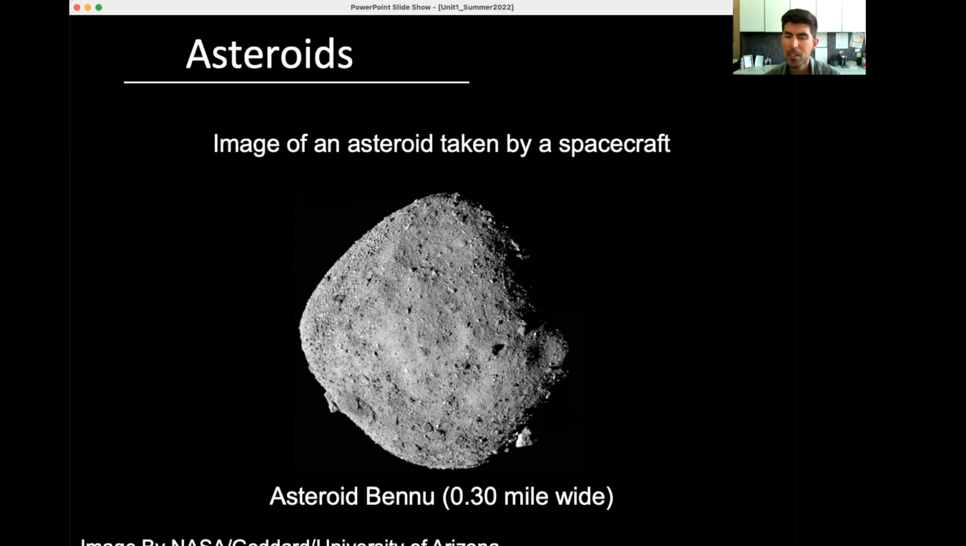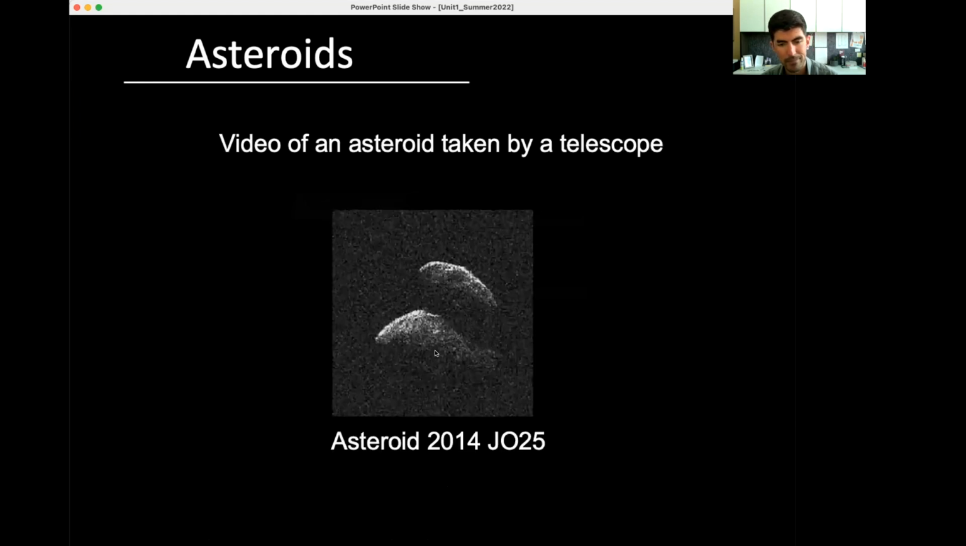We can't blow it up because then it would just become many, many small pieces. And so NASA and the US government are very interested in studying more objects like this so that we can identify ways in which we can avoid colliding with a large object such as this.